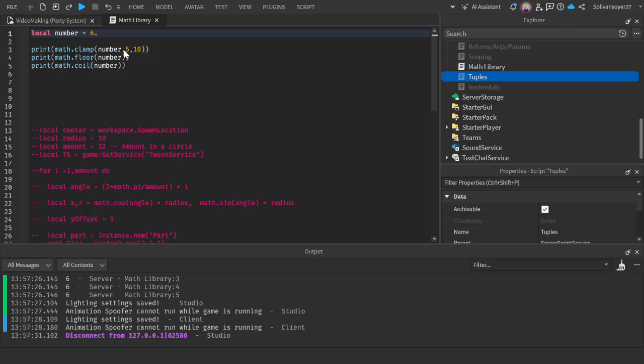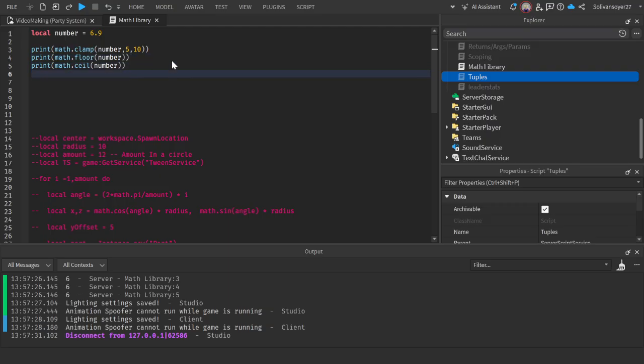6.1 would become 7. 6.2, 7, if we use the ceiling function on it. 6.4, ceiling, or 7, sorry. 6.8, it would give us 7, and so forth. Now 6.9, it would become 6. It would floor it down to 6.